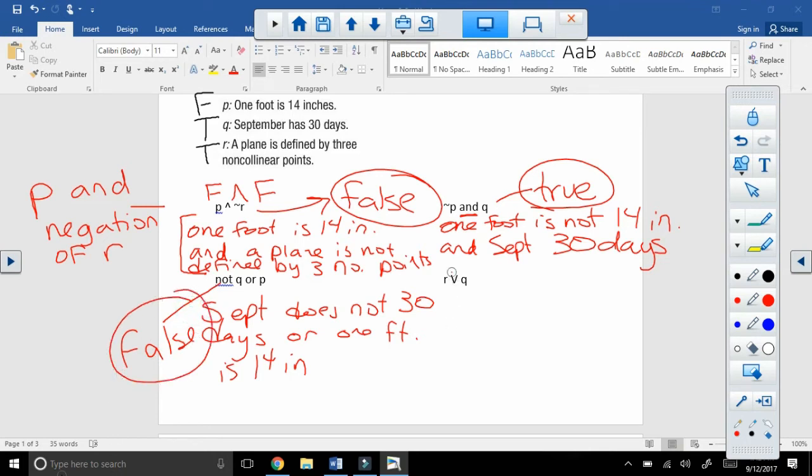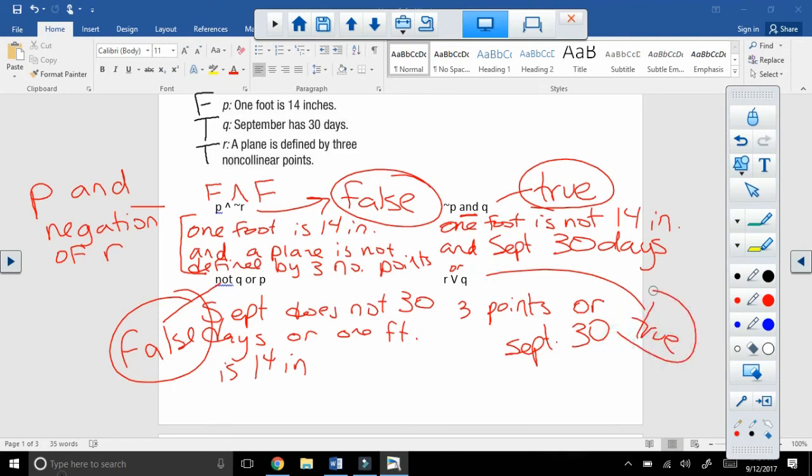Okay, and then lastly, remember this V thing means a plane is defined by 3 non-collinear points, or September has 30 days, and that would be true. So we'll work on this stuff together in class if you have questions.